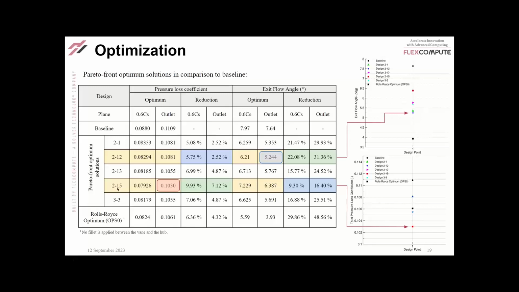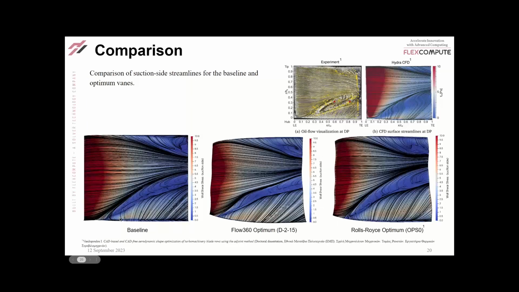solution. So design 15 from the second round of the optimization and design 12 at the second round of the optimization are desirable. We achieved a maximum reduction in the total pressure loss coefficient at design 15, and we obtained a maximum reduction in the exit flow deviation at the exit plane at design 12. And when we are comparing the optimum solution, for example, design 15, we see that we could reduce the total pressure loss coefficient at outlet by almost 3%, about 3% more than the Rolls-Royce optimum solution.